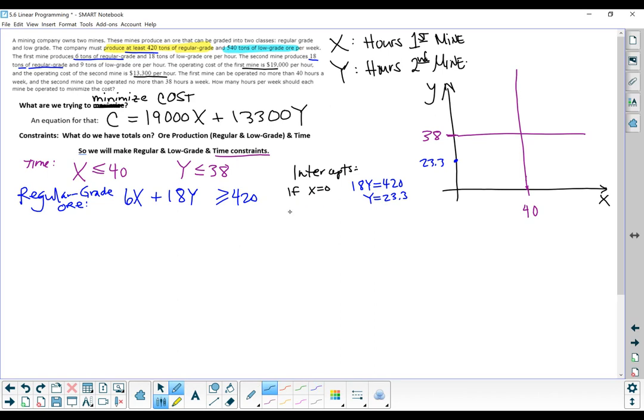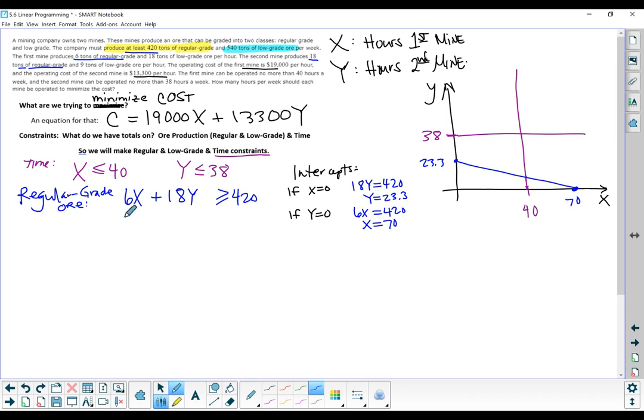So we found our first intercept, and now if y equals 0, we'll get our x-intercept. And if y is 0, we end up with the equation 6x equals 420. So we have x equals 70. And that, of course, will be over here. Connecting those two gives us our constraint.